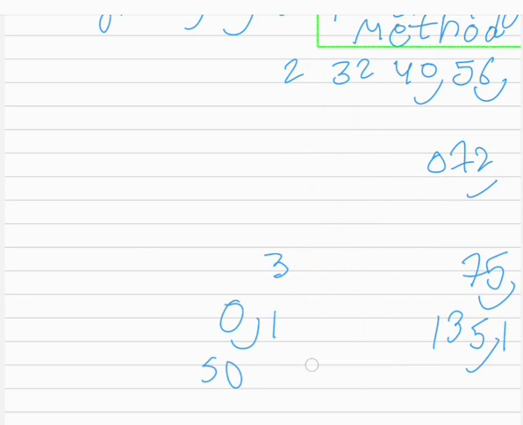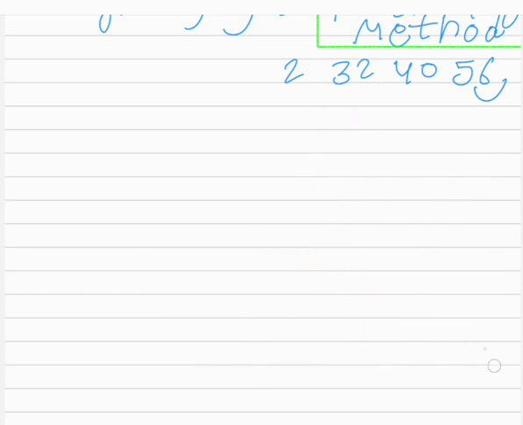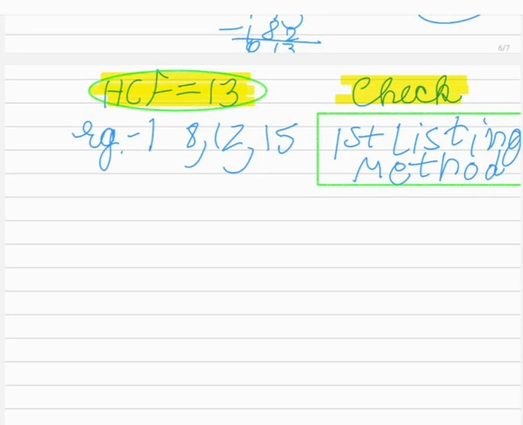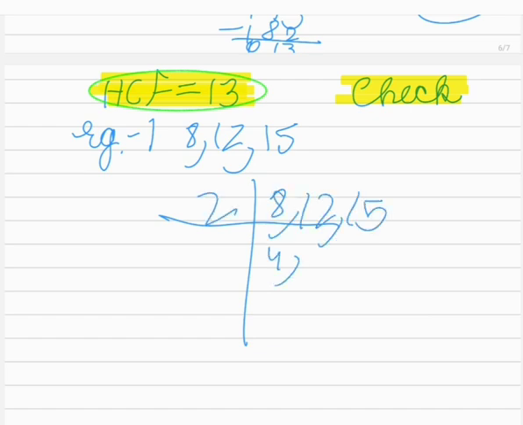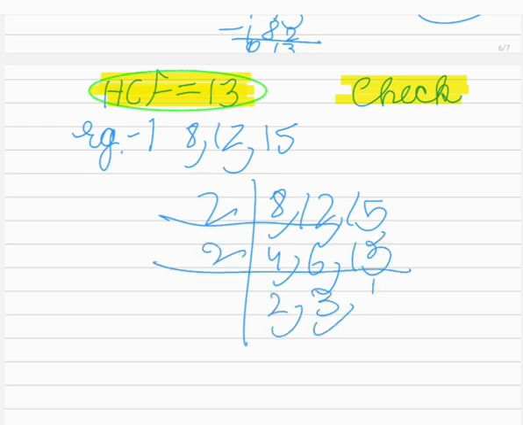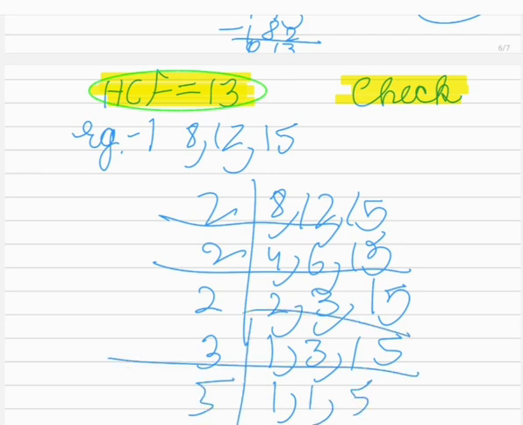Do you know, children, the listing method is only used for smaller numbers. You can't do it with bigger numbers, so we will do it by the division method. Divide by 2: 4, 6, 15, because 15 is not a multiple of 2. Sorry children. Then 1, 1, and 5.